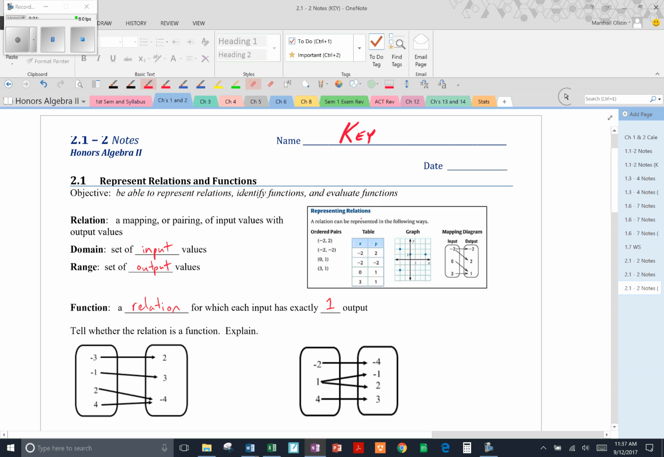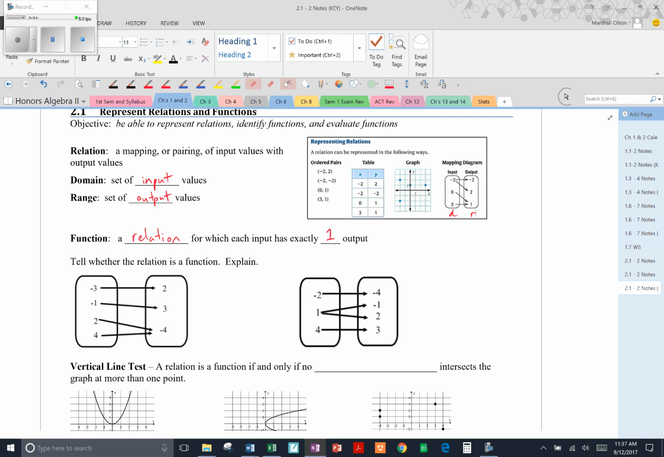All right, so if you could take a quick look here at the representing relations diagram that we have here, there are four basic ways that we'll represent relations. Ordered pairs being one, a table, graph, and what's called a mapping diagram, which will actually show the input to output being mapped. So really we have the domain and range represented there with the input and output.